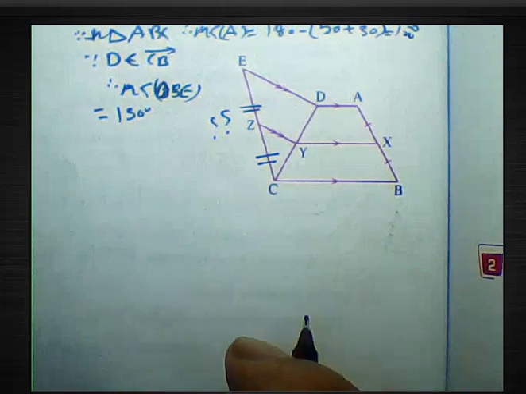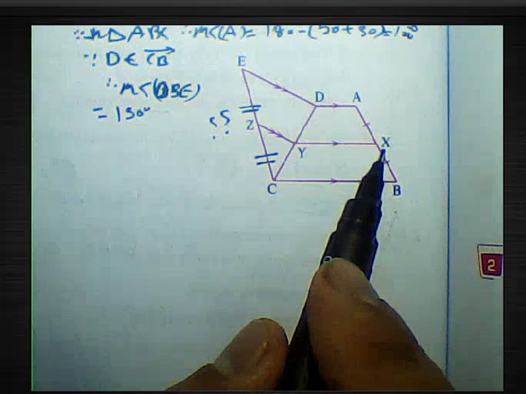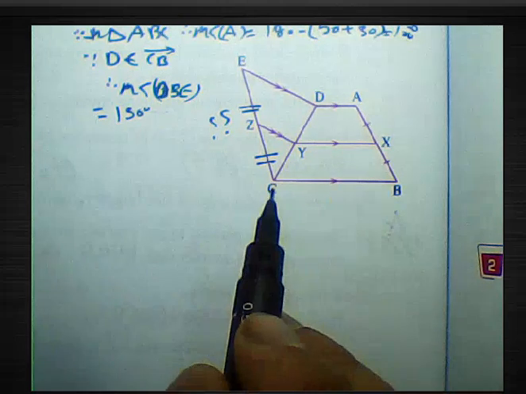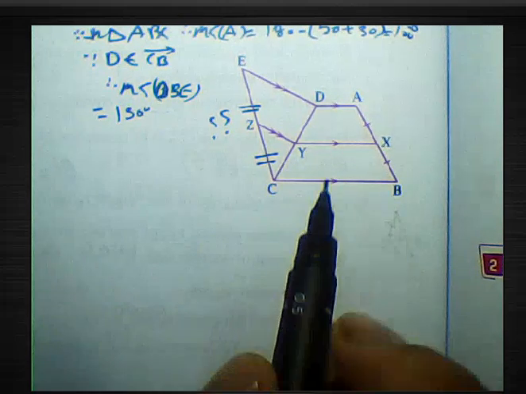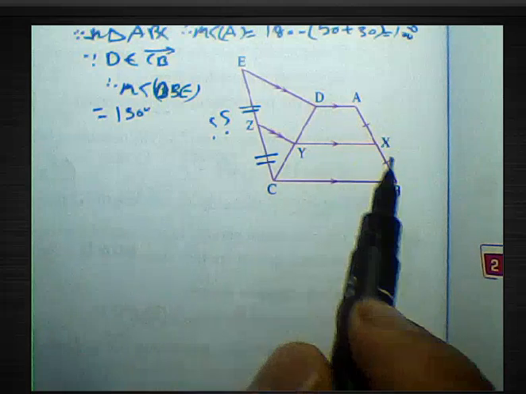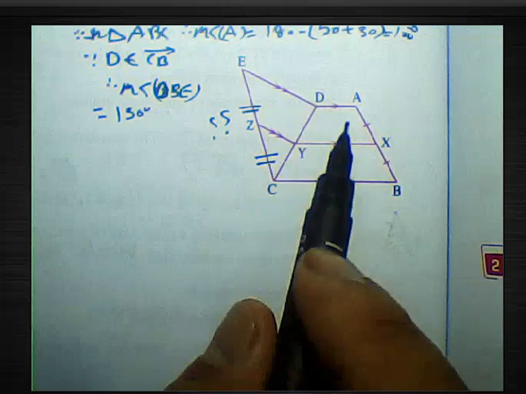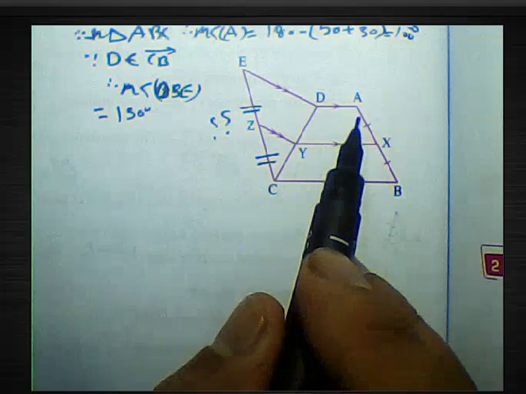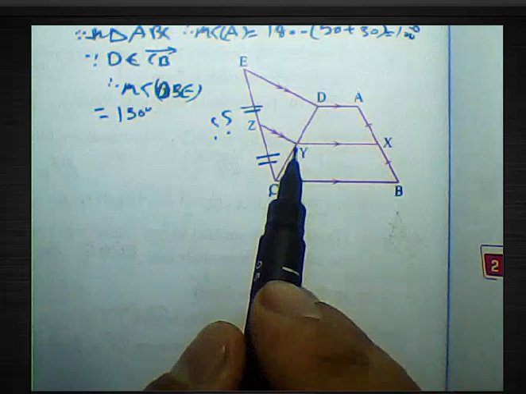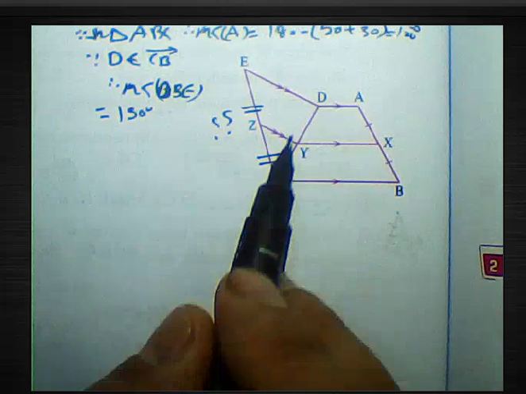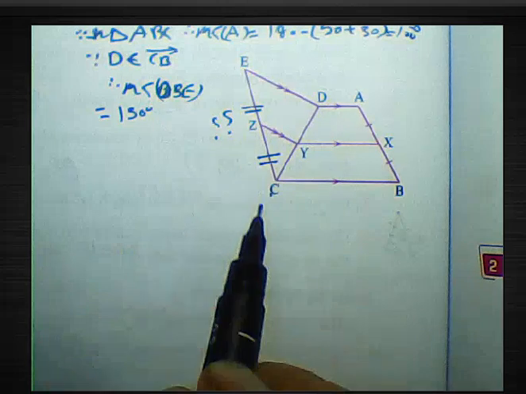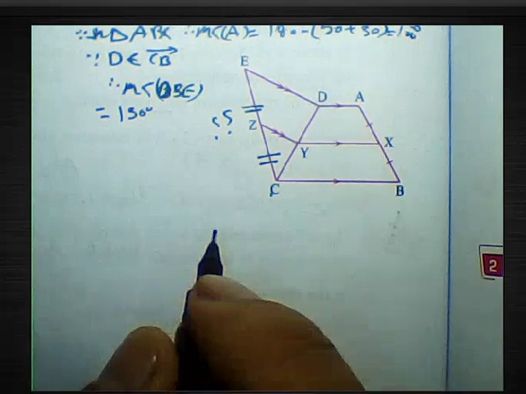X is the midpoint of AB, and YX is parallel to CE. We have AX equals XB, and DC cuts them, and AB is a transversal of three parallel straight lines, then DY equals YC. So Y is the midpoint of DC, and in triangle CDE, Y is the midpoint and ZY is parallel to ED, then Z is the midpoint of CE. Okay, it's true.